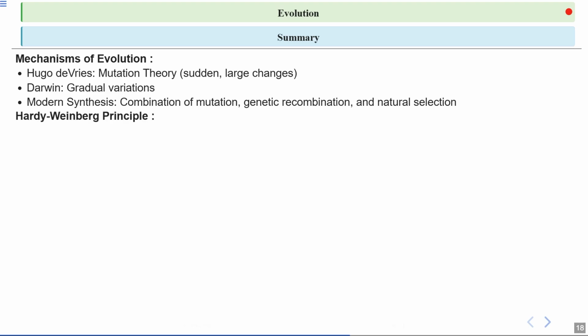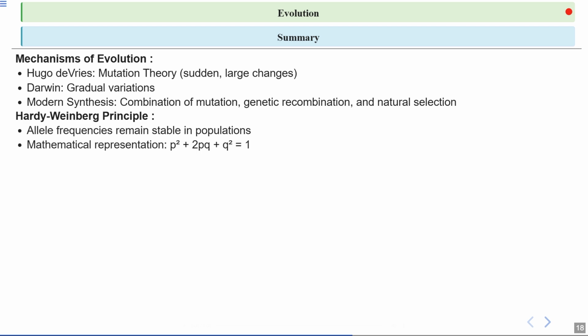We also talked about the Hardy-Weinberg principle. This principle says that allele frequencies remain stable in the population over the generations. If there is a change in this equilibrium, then we can say the population is evolving. Mathematical representation of the Hardy-Weinberg principle is p squared plus 2pq plus q squared is equal to 1. Now a population in equilibrium is not evolving.